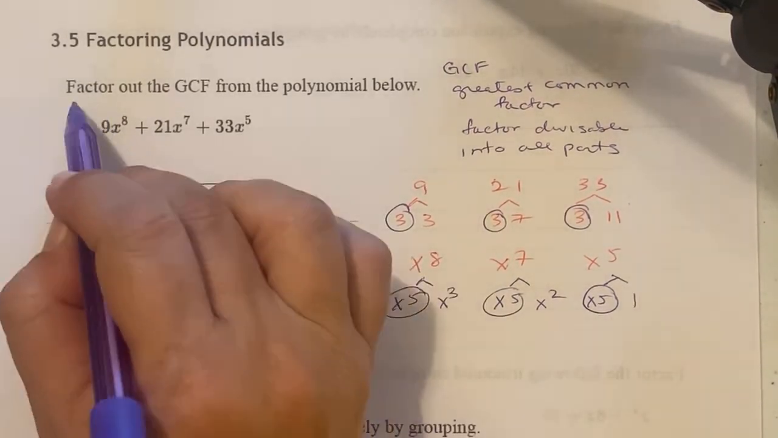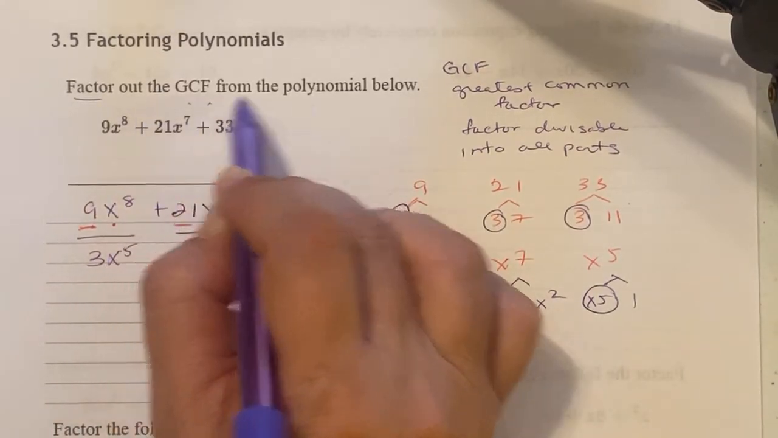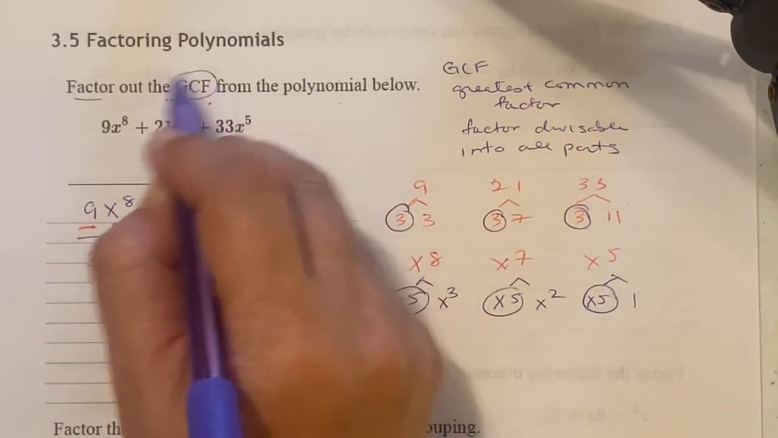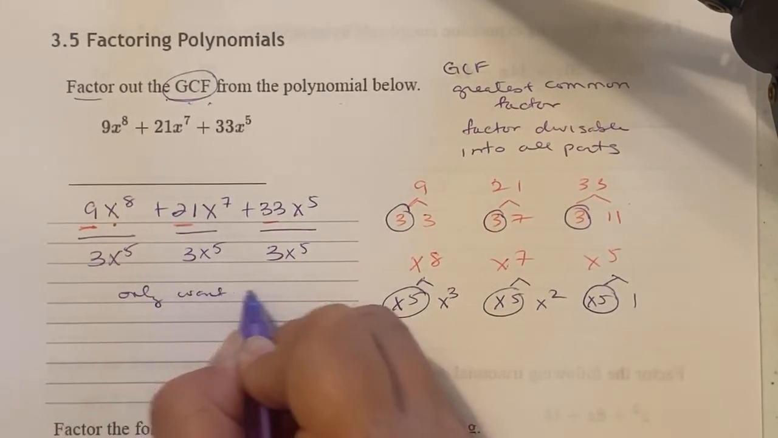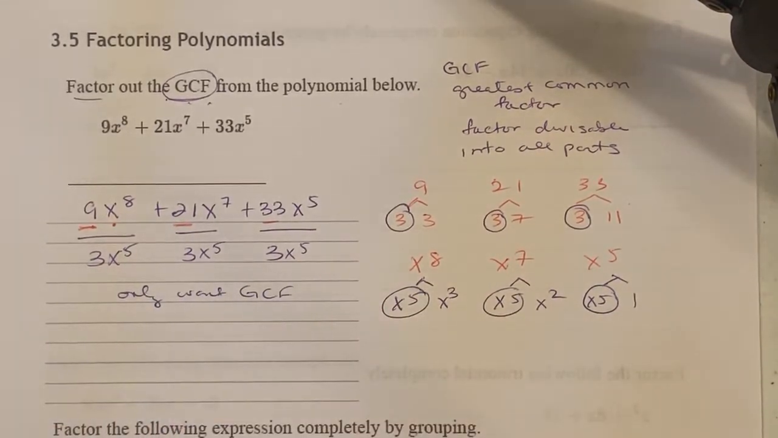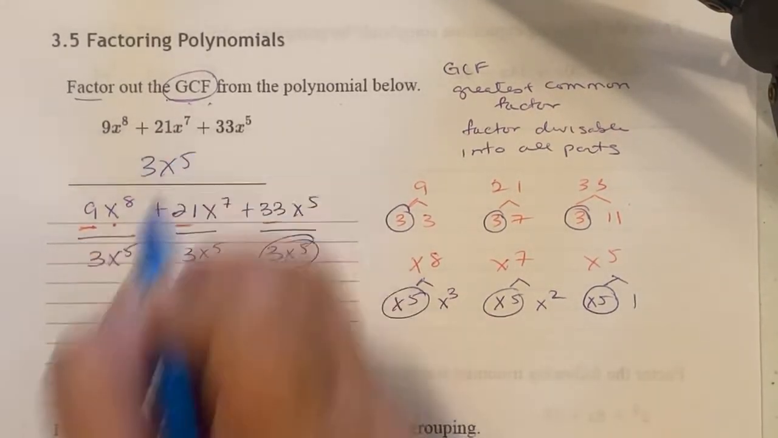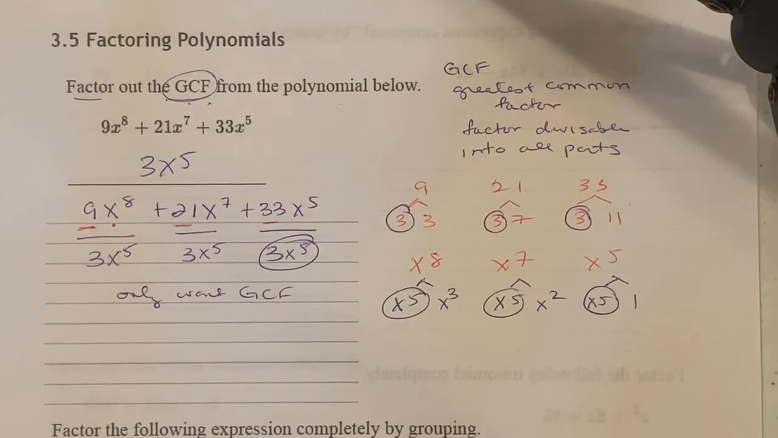And the question is asking you to factor out the GCF from the polynomial. So they only want the GCF. Well, in this instance, our GCF is 3x to the 5th, so 3x to the 5th is our answer.